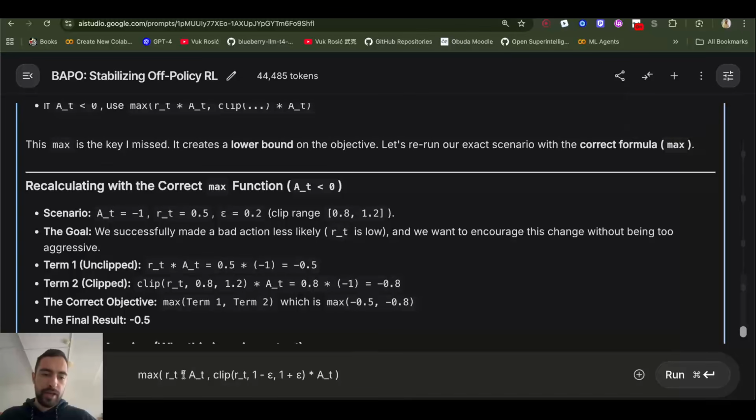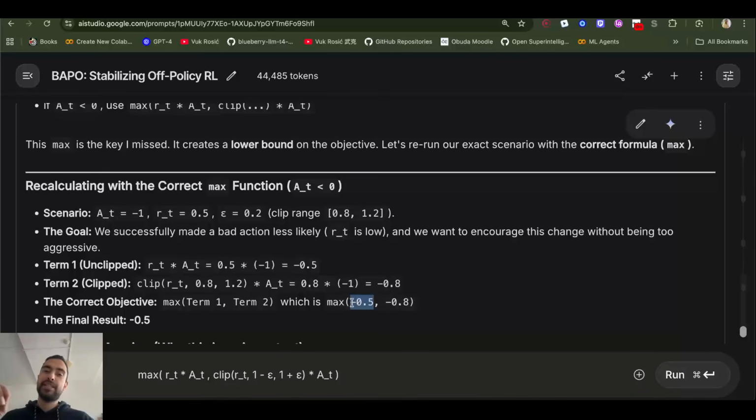So now this first part will be, let's say advantage is -1. So we multiply importance ratio times -1, we will get -0.5. And for the second part, we will get -0.8 because we clipped. And then the bigger number, the maximum, is -0.5. So this means that we will give less of a punishment to the model, because we don't want to give too big of a punishment anymore, because the model already made the bad token less likely.